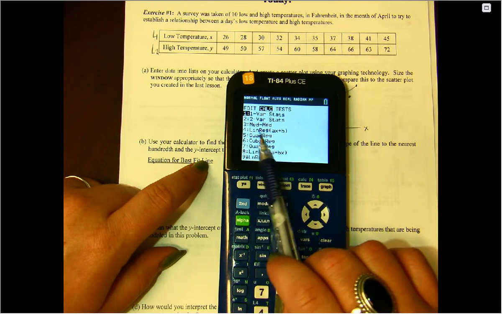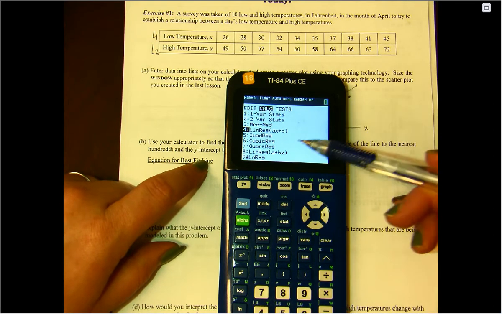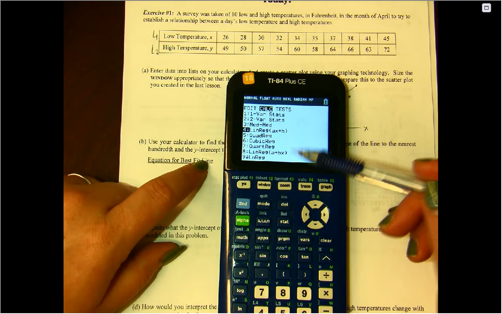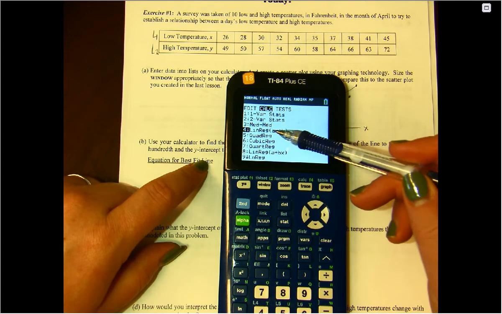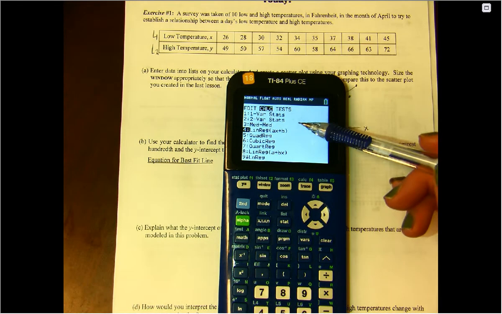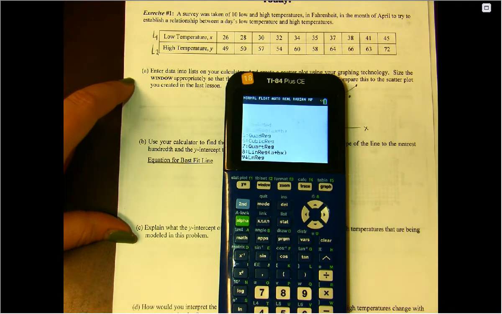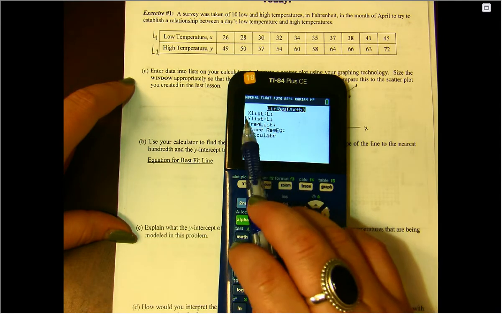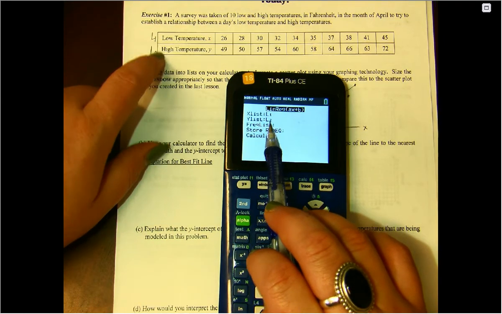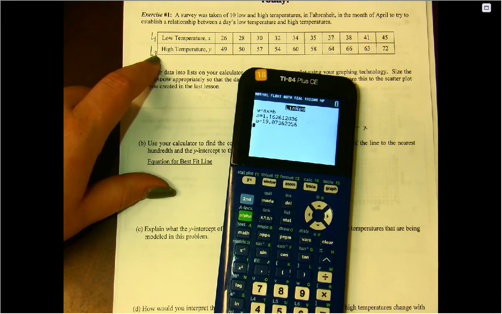So we're going to be looking at number 4. So I'm going to arrow down to number 4. You will never be at number 8. So number 8 says A plus BX. That's not what we work with. We work with MX plus B or AX plus B. So this is the one I want to highlight, number 4. And I'm going to hit enter. And I'm just going to hit enter all the way through here because my X list was L1. My Y list was L2. I'm good to go. Okay.